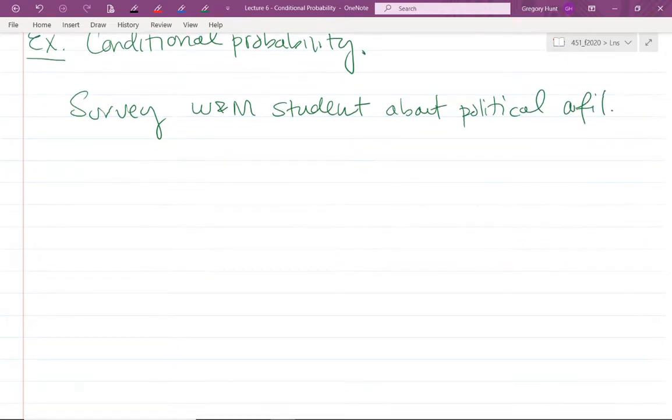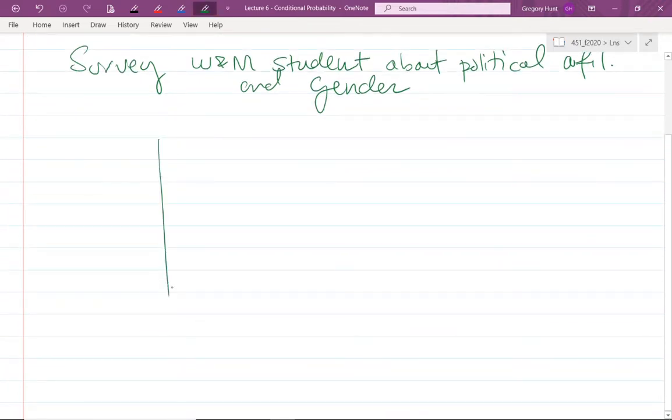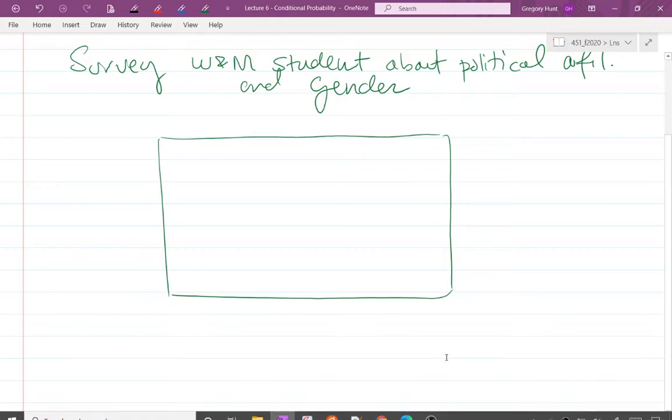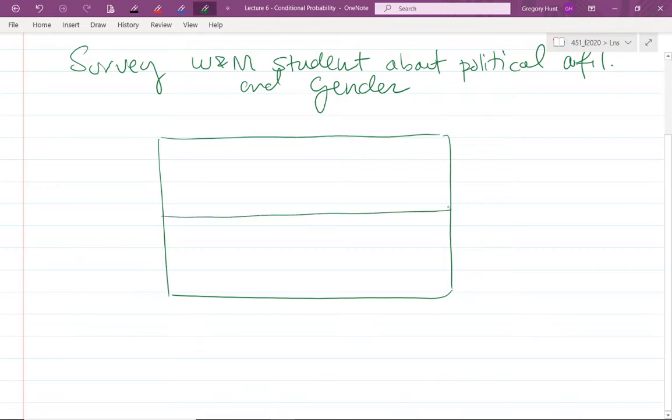And so we can draw a table, let's say political affiliation and gender. Here's going to be my table of the results of my survey. The table is going to have a category for men and women. And we can pretend that we have two political parties that the students could be members of, either party A or party B.